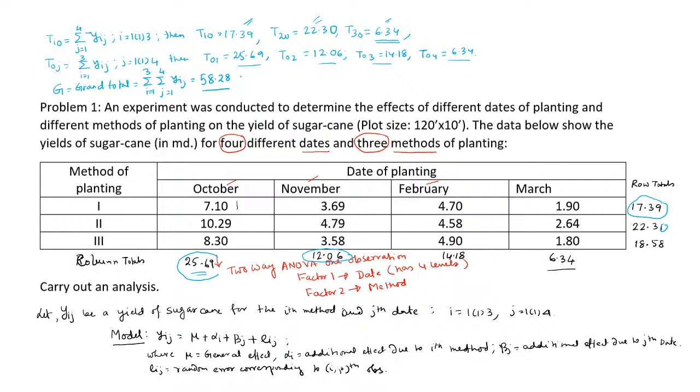And n is the total number of observations. 58.27. Okay, this is 58.27. Total number of observations is equal to 3 into 4, that is 12. Okay, so can I go to the next slide?